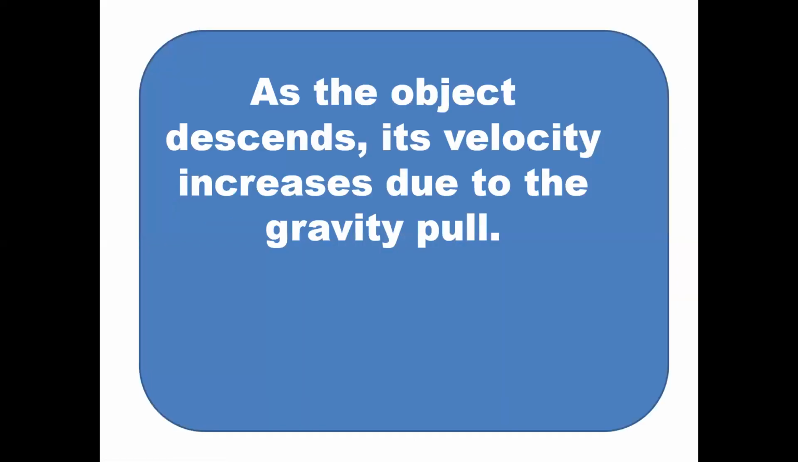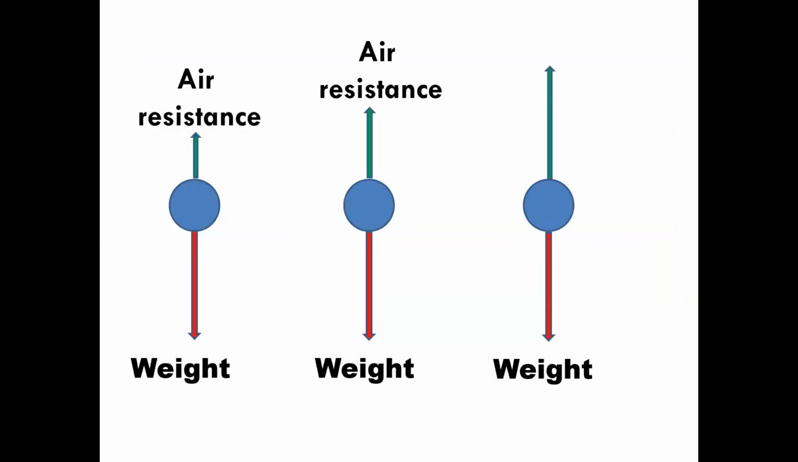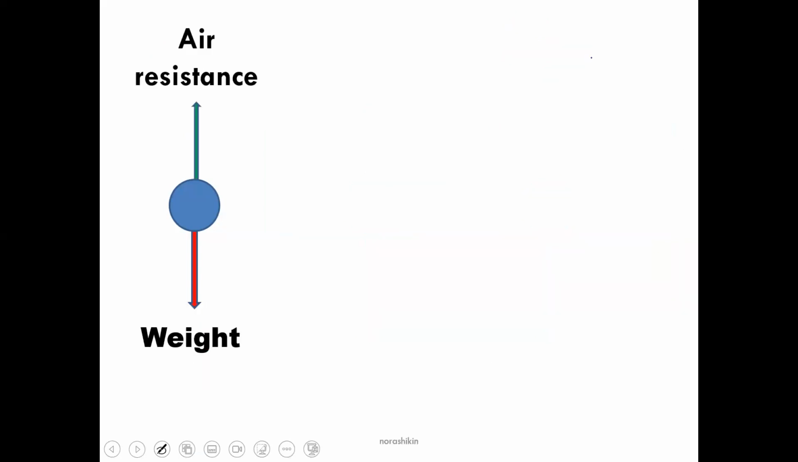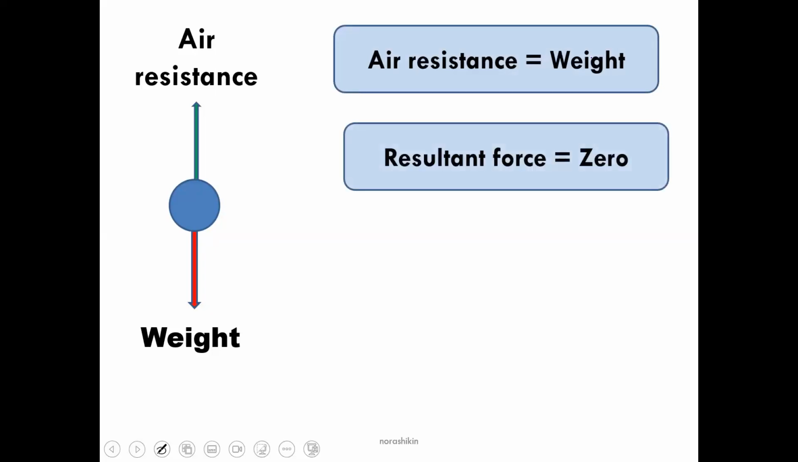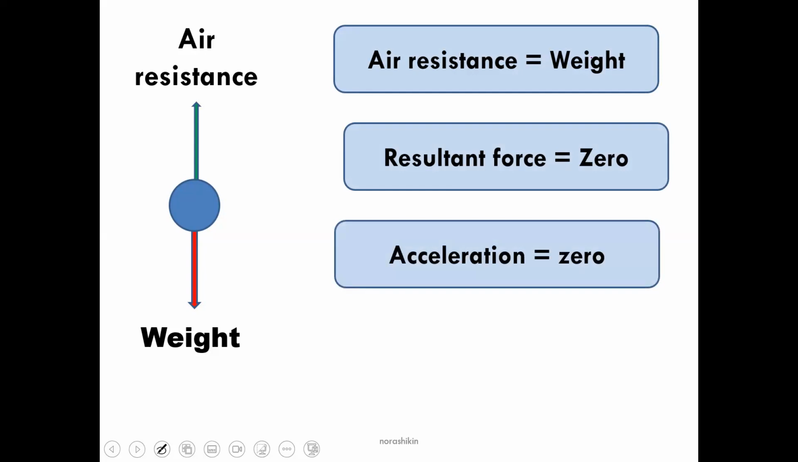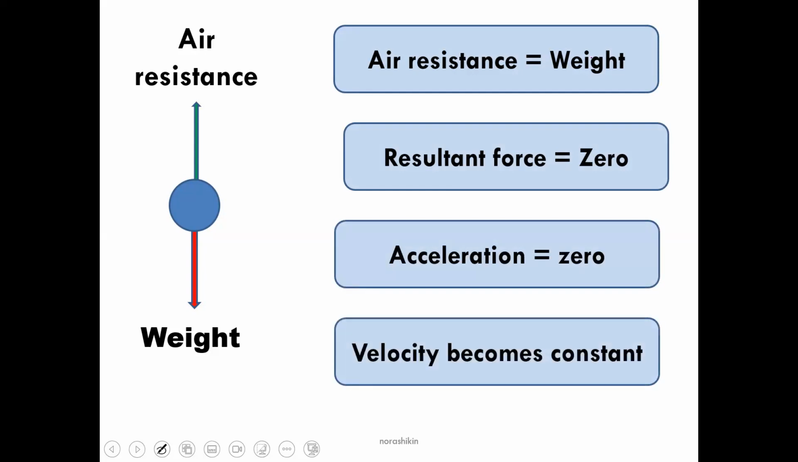Look, the object accelerates downward, but as the object descends, the velocity increases. The air resistance also increases. Weight does not change, but air resistance gradually increases until air resistance balances the weight. Resultant force becomes zero, acceleration becomes zero, velocity becomes constant. Velocity becomes constant. This is a terminal velocity.